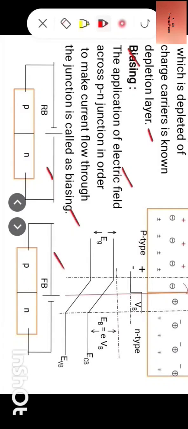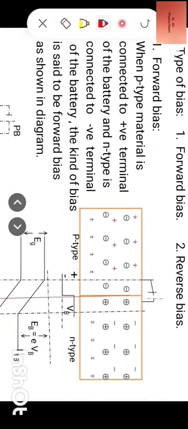And look at this diagram. Here positive of the battery is connected to p-type and negative is connected to n-type. We call it forward bias. So this is how we apply electric field in order to make current flow through the junction. Now types of bias. We can apply bias, that is electric field, across a p-n junction in two different ways. First is forward bias, second is reverse bias.